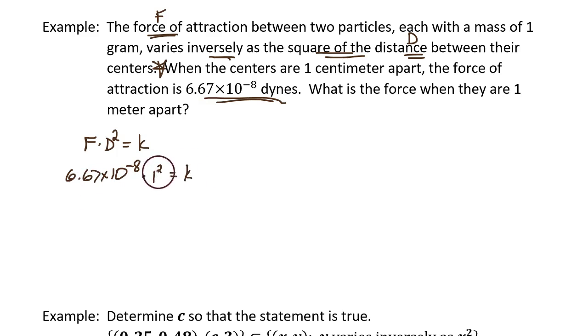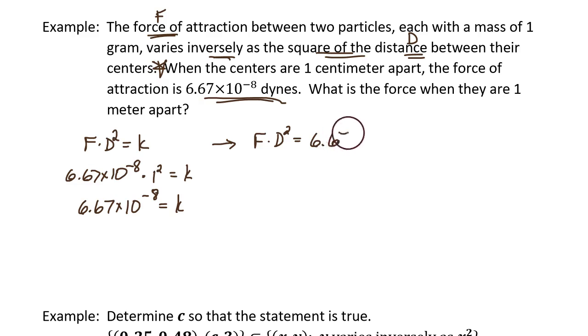Now solve this. Timesing by 1 squared just gives you the same result. 6.67 times 10 to the negative 8 equals k. Then rewrite the formula now that we know the answer for k. And we're ready to answer the question, which is located right here. What is the force? So that means solve it for F when we know the distance is 1 meter.